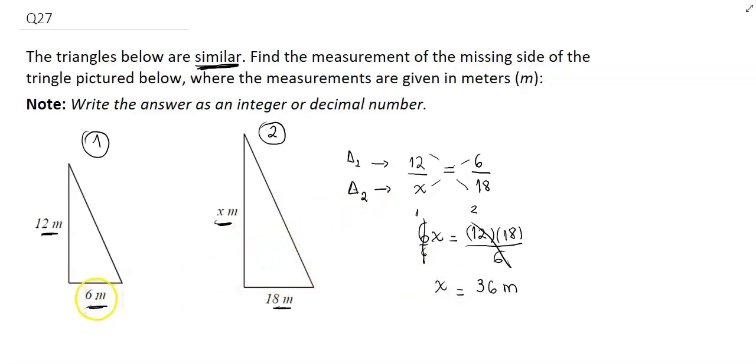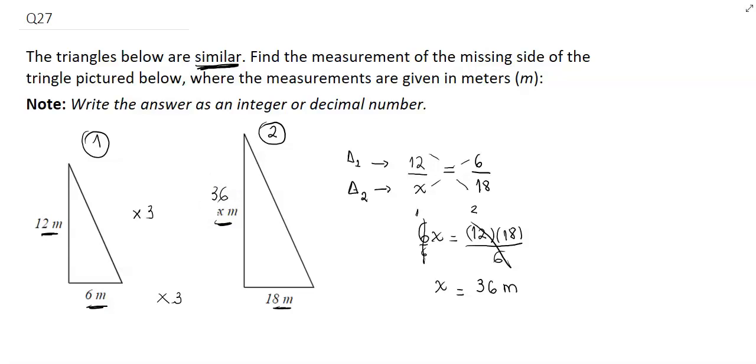Let's see if our number makes sense. Okay, this side of the triangle was 6 and became 18. What happened with the triangle? This side was expanded by 3 times. So it means that for them to continue to be similar, this side also has to be tripled. 12 times 3 is what? 36. So you can take a look and observe this and don't need to use the whole method.